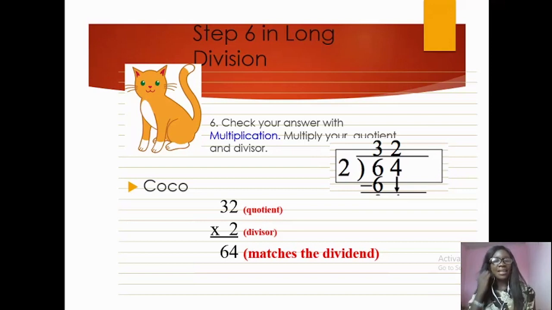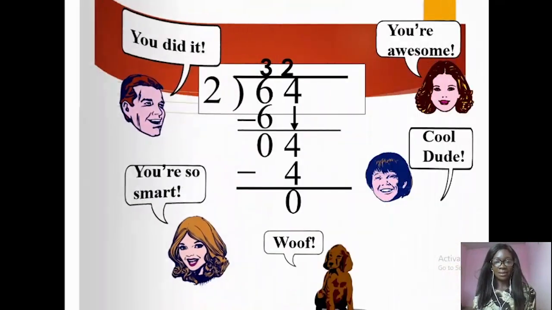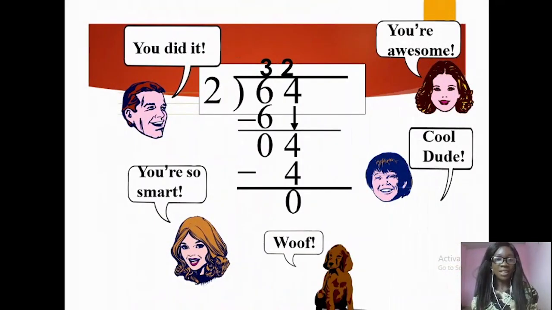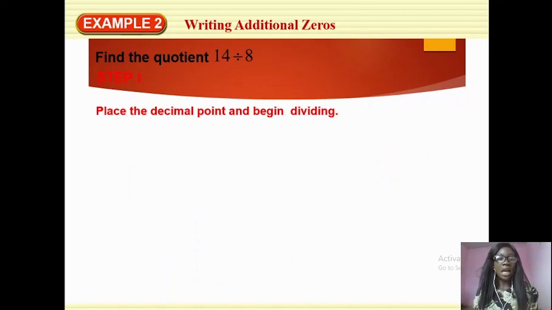So let's see one more problem, where we'll have the same kind of whole number, a 2-digit number, but we'll have a remainder. So daddy is happy. Daddy says you did it. Mommy says you are smart. Sister says you are awesome. Good guy. And wow. All right, so our next question is: find the quotient of 14 divided by 8.